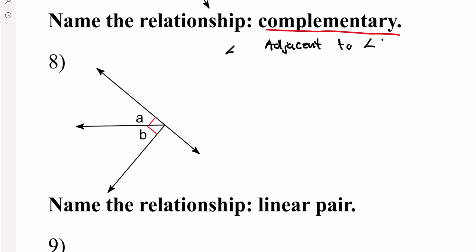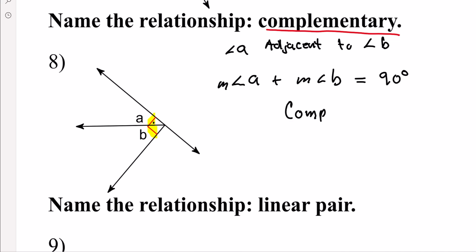But what also you should notice, I'm going to go ahead and use the lowercase right now. This right angle symbol right here shows that angle A and angle B form a right angle. So we would say the measure of angle A plus the measure of angle B add up to 90 degrees. And when two angles add up to 90 degrees, they are also complementary.